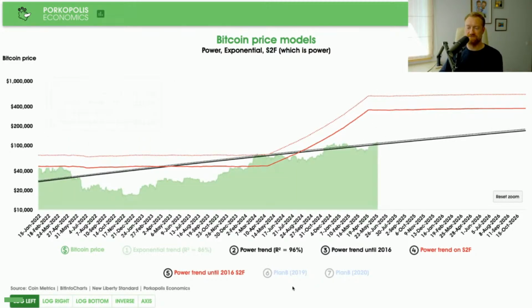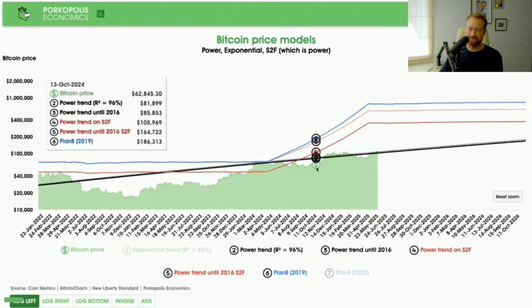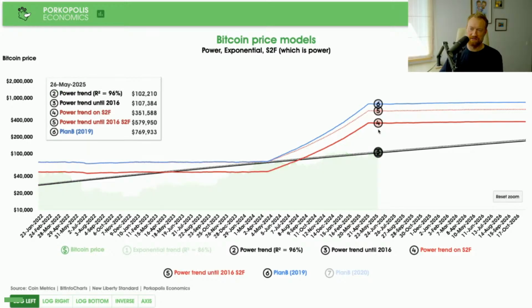Okay, so now just for fun, let's look at the original. Actually, let's look at the original post from Plan B. It came out after the power curve that I did, I think, in March 2019 or so. This is his original model, and it's even higher than the 2016.